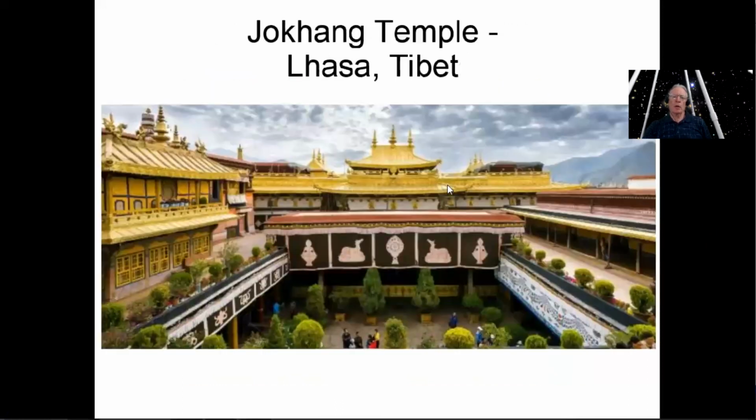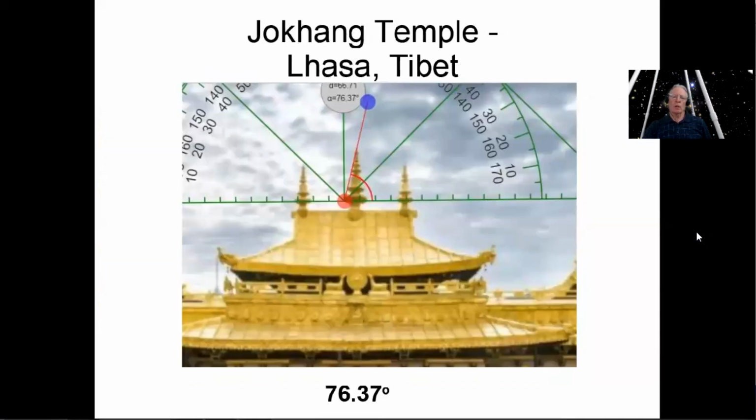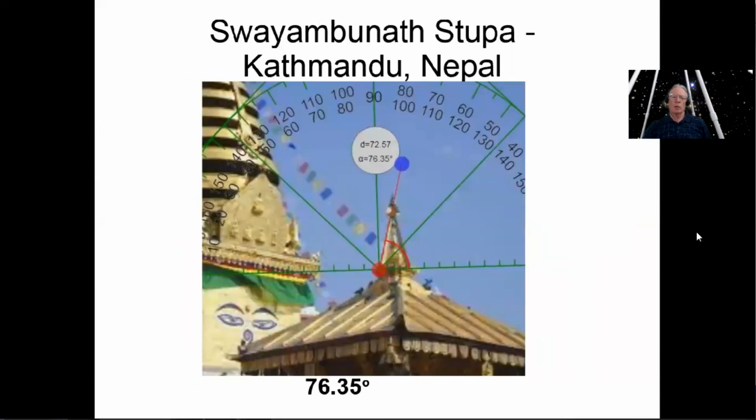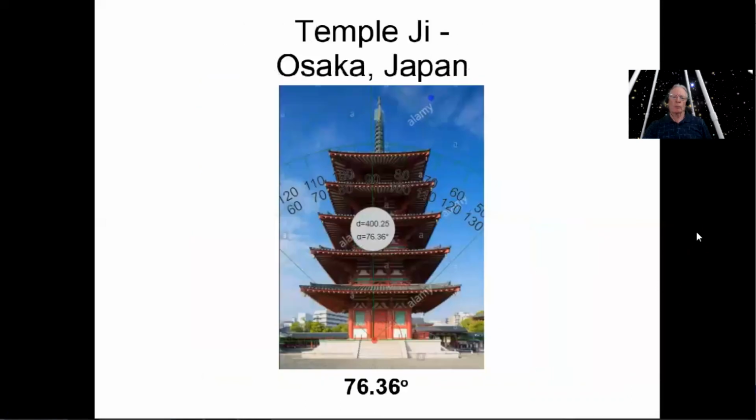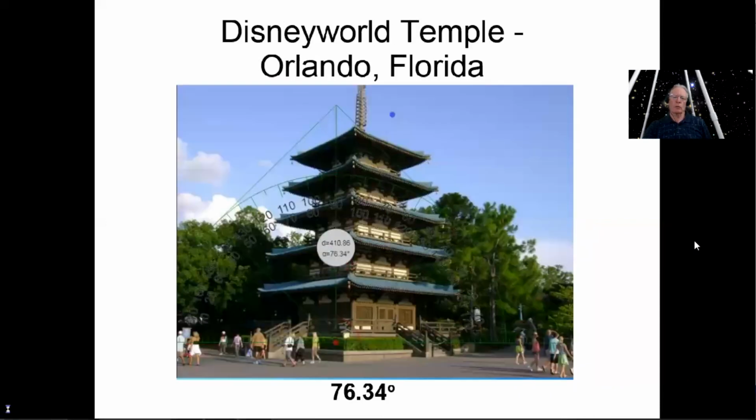Here's a temple in Tibet, once again with these same pyramidal type objects at the top of the temple bearing the same geometry. And here's another one in Nepal. Here's a pagoda in our temple in Osaka, Japan, with the geometry 76.36 degrees.